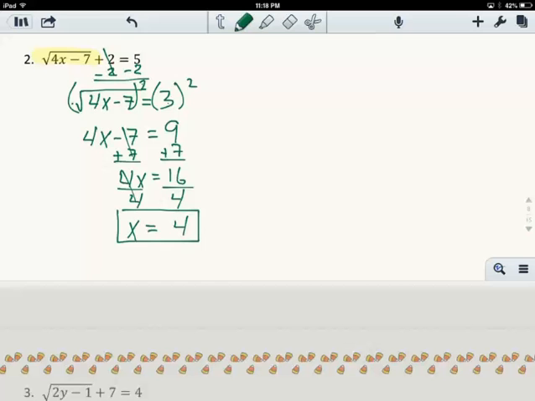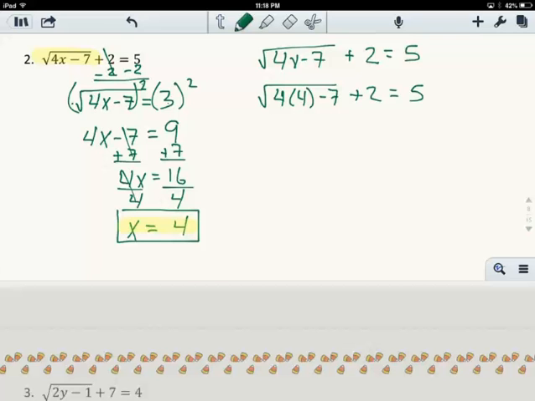So we're going to go back to our original, the square root of 4x minus 7, plus 2 equals 5. And we're going to go ahead and plug our 4 into that. So we're going to have the square root of 4 times 4 minus 7, plus 2 equals 5.